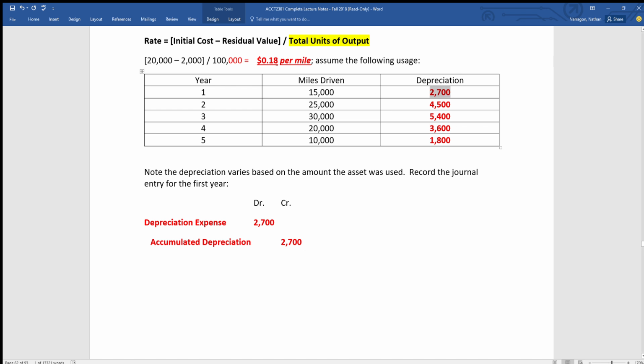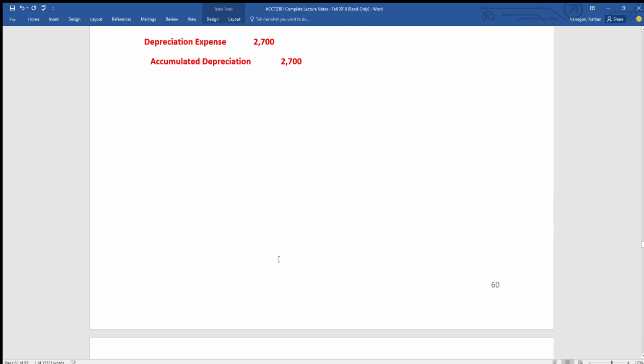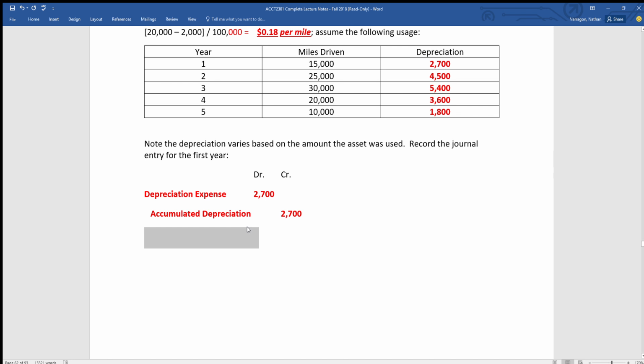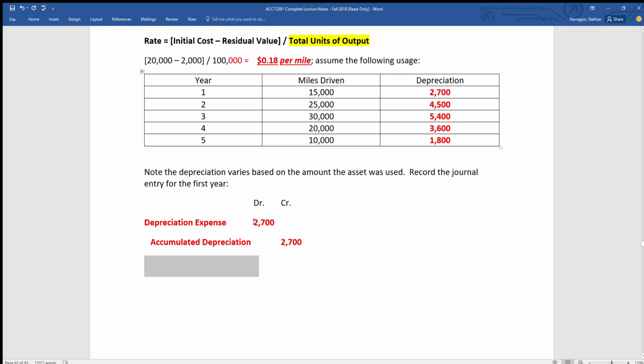So 15,000 times 18 cents gave us 2,700. That's my depreciation. Year 2, my depreciation will then be 4,500. So I would have put 4,500 in year 2. Nothing really changes in that aspect. Same account, same depreciation account, because all we're doing is recording depreciation. So again, if it was year 2, I would put 4,500.